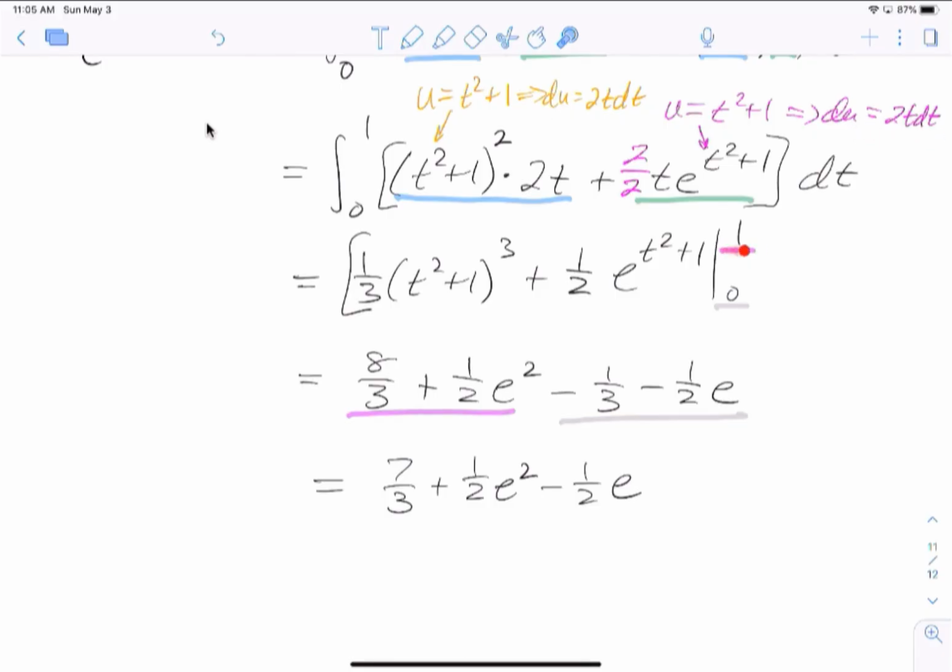Evaluating these expressions at 1 gives us 8/3 plus 1/2 e squared. Evaluating at 0 gives 1/3 plus 1/2 e. When we subtract those, because of the fundamental theorem of calculus part 2, we end up with a final answer of 7/3 plus 1/2 e squared minus 1/2 e.